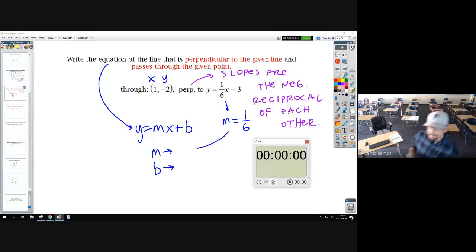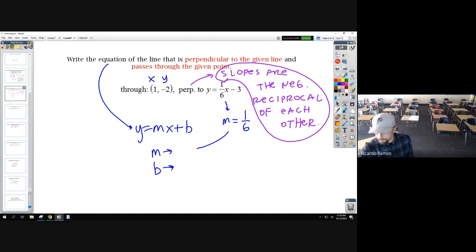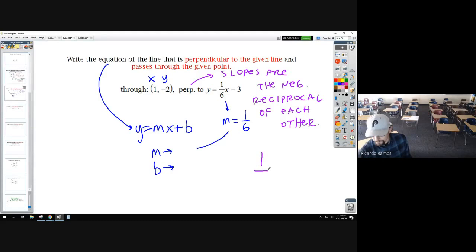Check it out. Okay, starting with slope, okay? Perpendicular lines. Slopes are the negative reciprocal of each other. So again, if the slope of this line is 1/6, then the question is, what's the negative reciprocal of 1/6? Flip it and switch the sign, right? That's a -6/1, which is -6, okay? Remember, you switch the signs. If you started with a positive slope, the negative reciprocal is going to be negative, right?